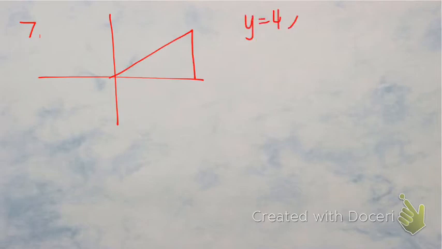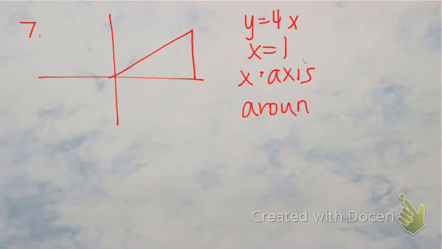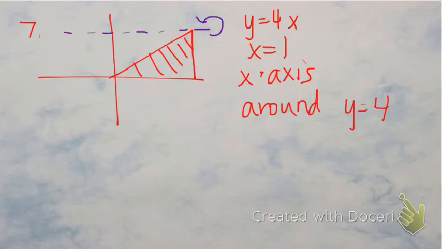Alright, one more around y equals 4. This one is y equals 4x, x equals 1 in the x-axis. And we're going to rotate around y equals 4 again. So here's the picture. Here's y equals 4. There's a 1 again. I know it's going to be pi, it's going to be 0 to 1. I know it's going to be a dx because y equals 4 looks like the x-axis.